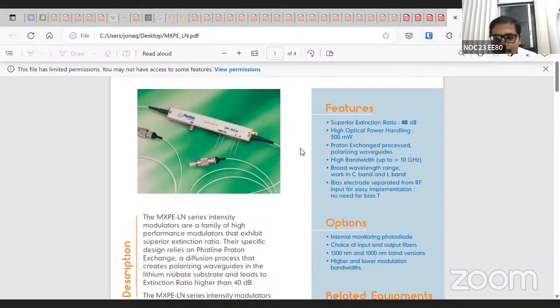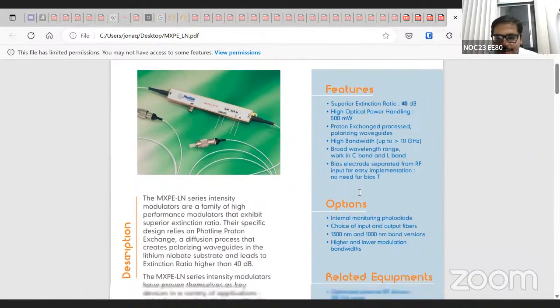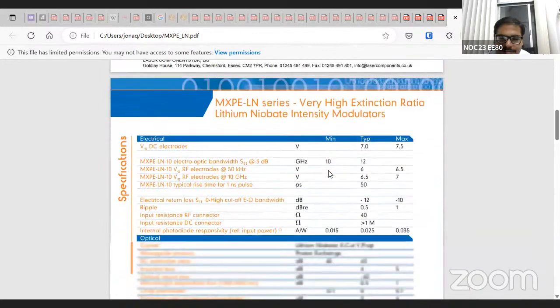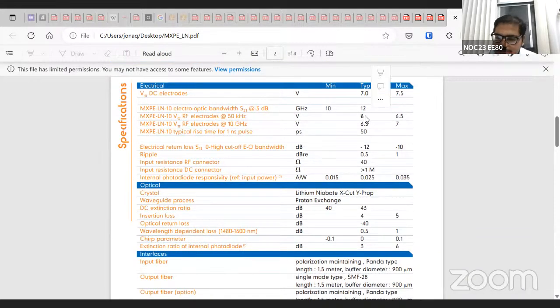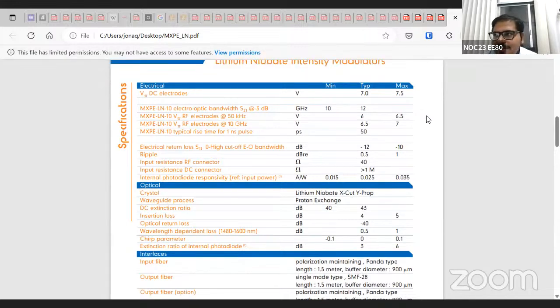Optical power they can take in up to 500 milliwatt, and you can see these typical values. This is a table. So the VPI value you can see is 6 volt they're claiming. So you can guess from there that it's not a push-pull configuration. And you can go through this data sheet. Using these values, you can decide whether to use this component in your final optical link or whatever use case you're thinking about.